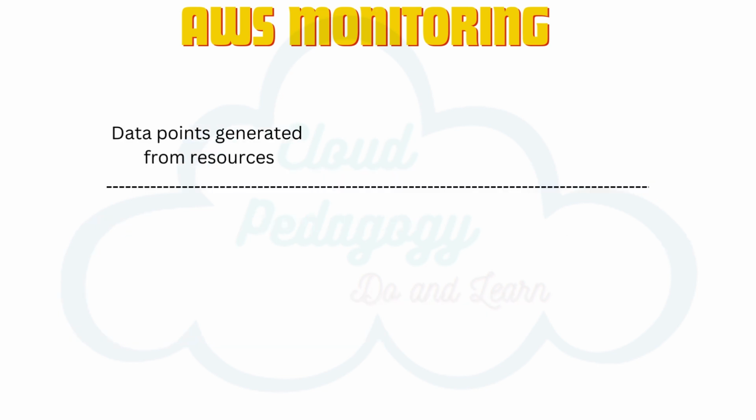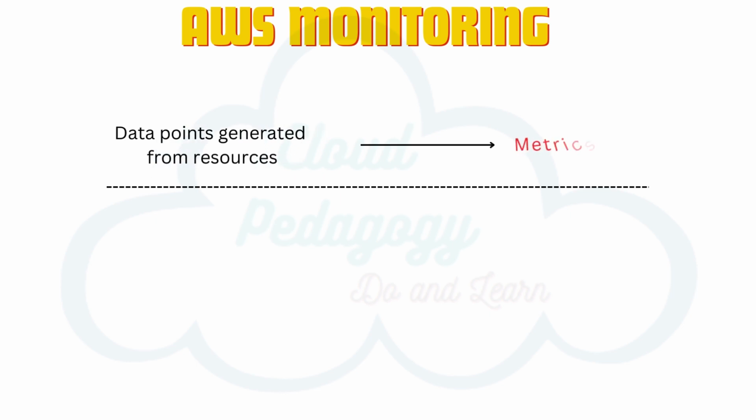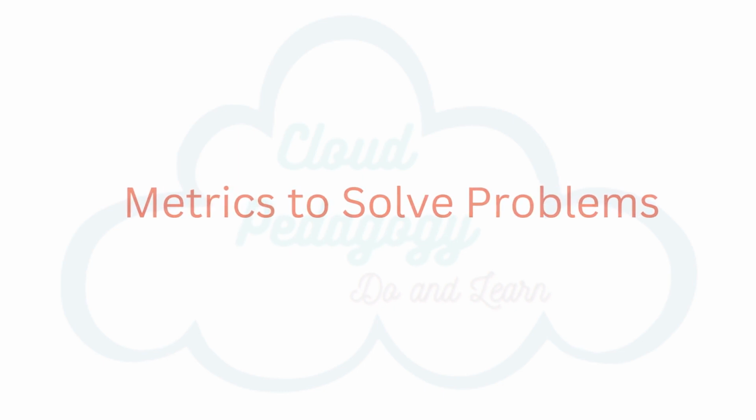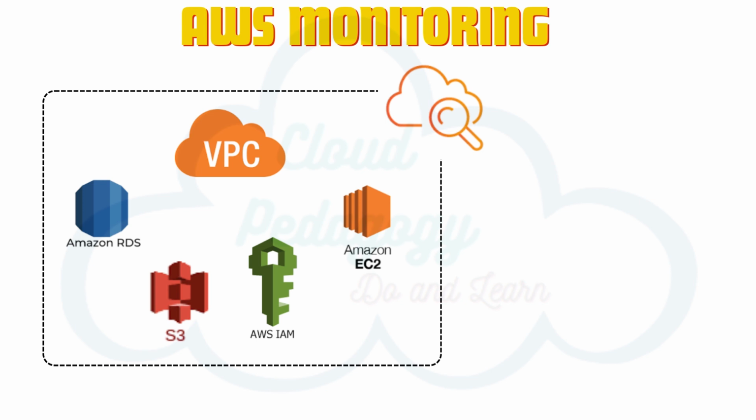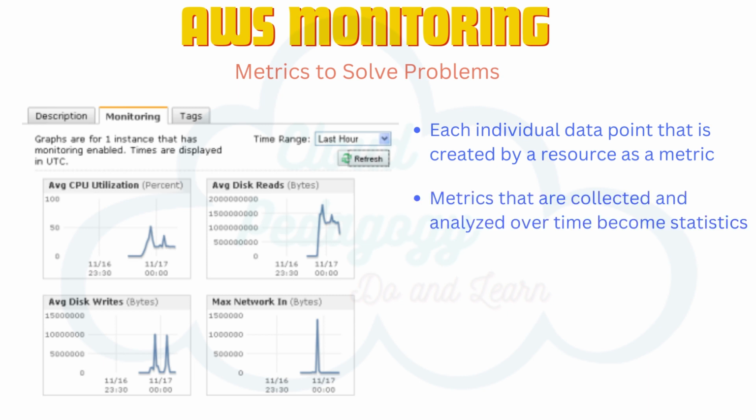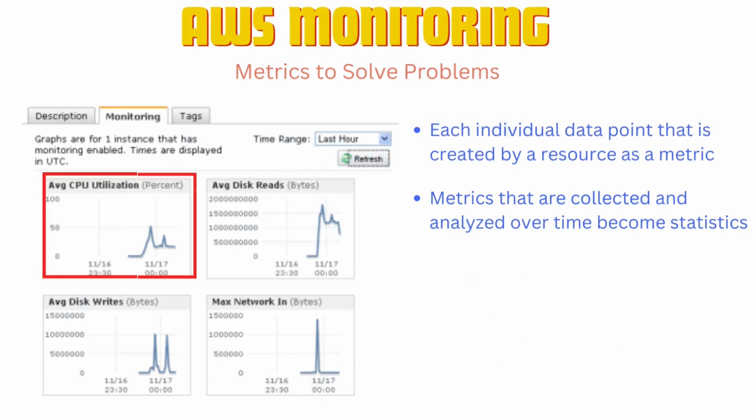The different services that make up your solution generate the data points that we call metrics. Think of the data collected through monitoring as output of the systems or metrics. So, what are the metrics? How can we use the metrics to solve the problems? The resources that host your solutions on AWS all create various forms of data that you might be interested in collecting. You can think of each individual data point that is created by a resource as a metric. Metrics that are collected and analyzed over time become statistics. Like the example of average CPU utilization over time, showing a spike at some point of the time.